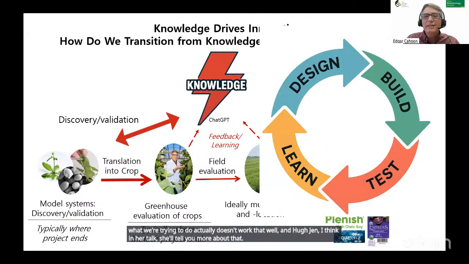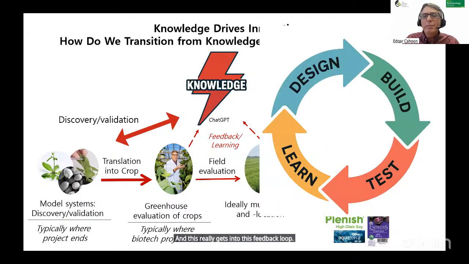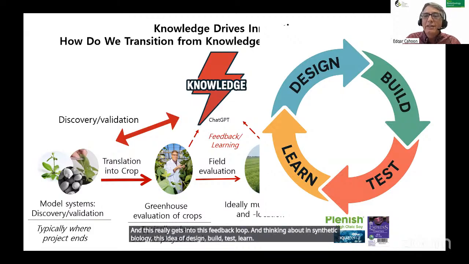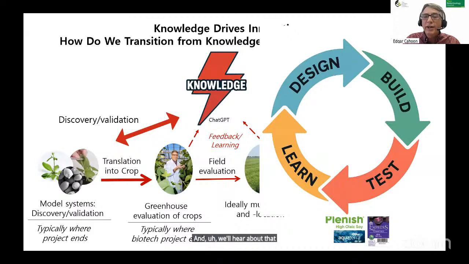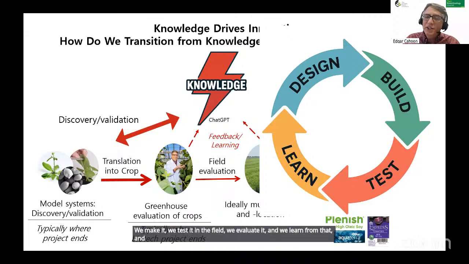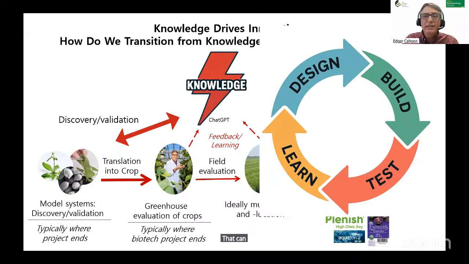And this really gets into this feedback loop and thinking about, in synthetic biology, this idea of design, build, test, learn. We'll hear about 2 iterations of that in Hyojin's talk. But that's the idea that we design something, we make it, we test it in the field, we evaluate it, and we learn from that. And that's one way to gain additional knowledge that can really feed into this pipeline and improve whatever our product design is.